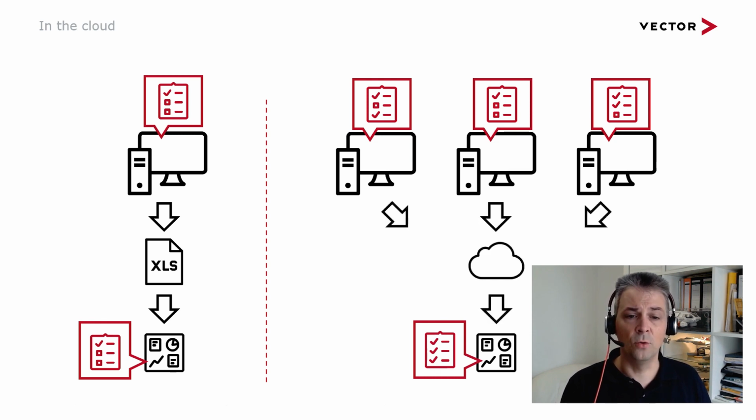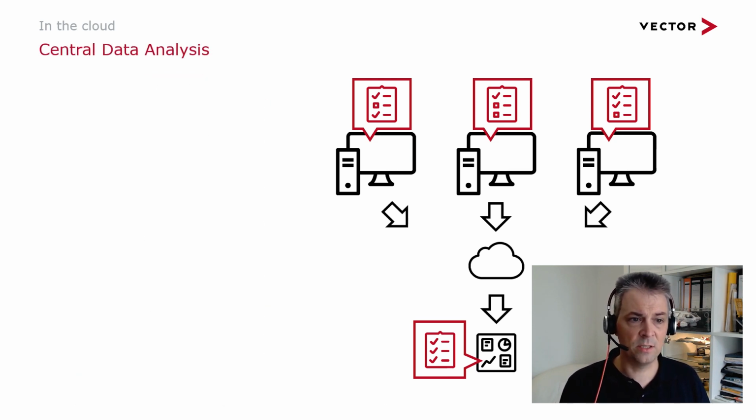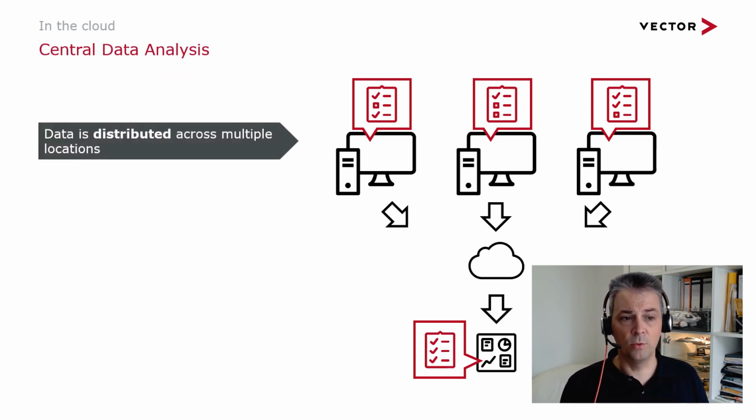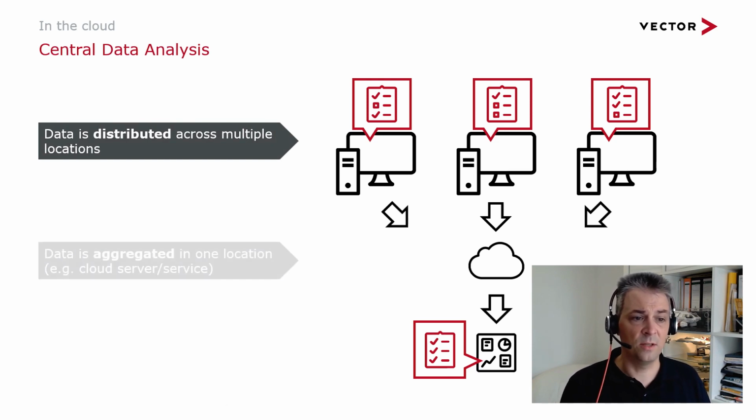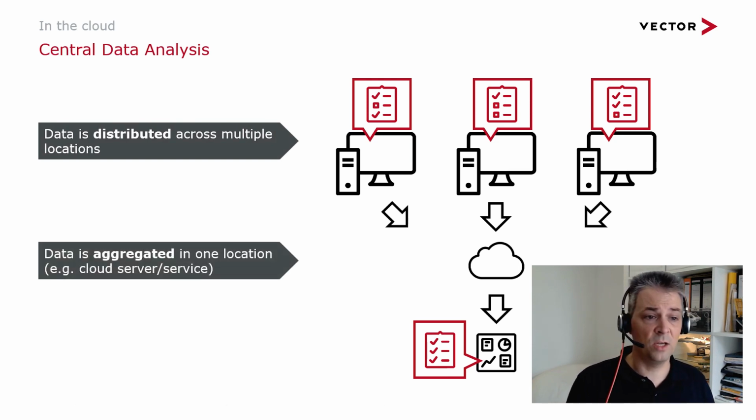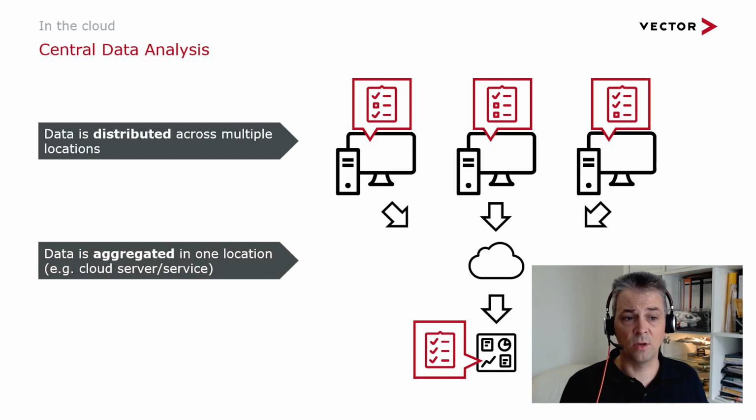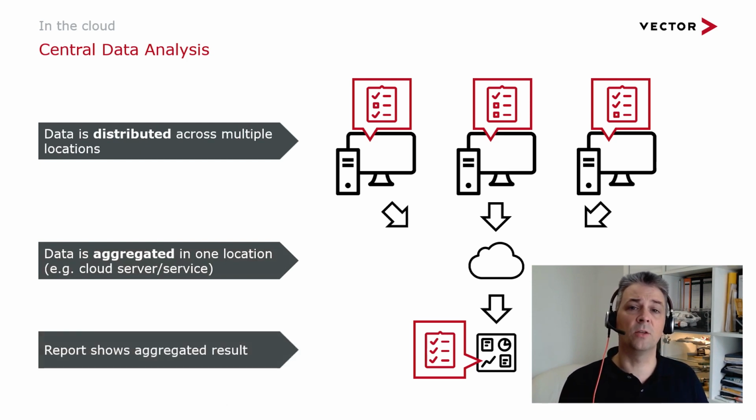For this, we can use, for example, a cloud service. I will call that a central data analysis. The data is distributed across multiple locations. The data is aggregated in one location, for example, the cloud server, a service running in the cloud, and the report shows the aggregated result.